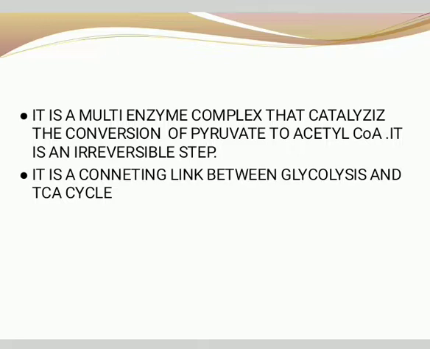And from acetyl-CoA, the next cycle begins, that is known as TCA cycle, or also known as Krebs cycle. So it is a link between the glycolysis and TCA cycle. How? The glycolysis produces the pyruvate molecule, and then acetyl-CoA is produced, and this acetyl-CoA enters the Krebs cycle.